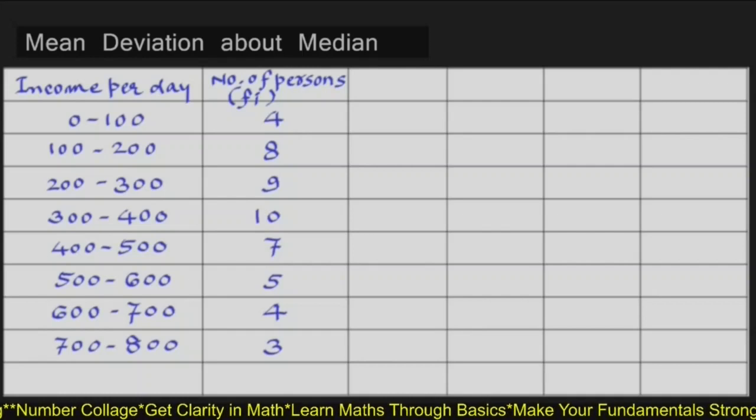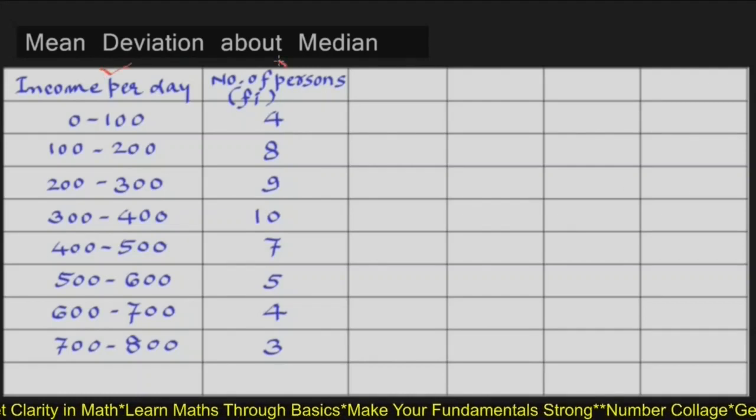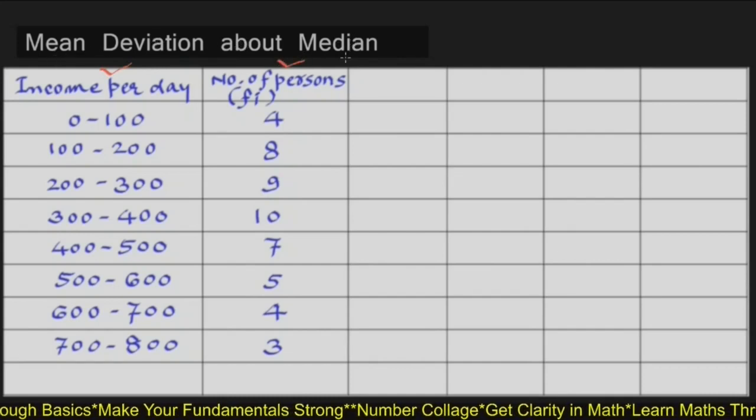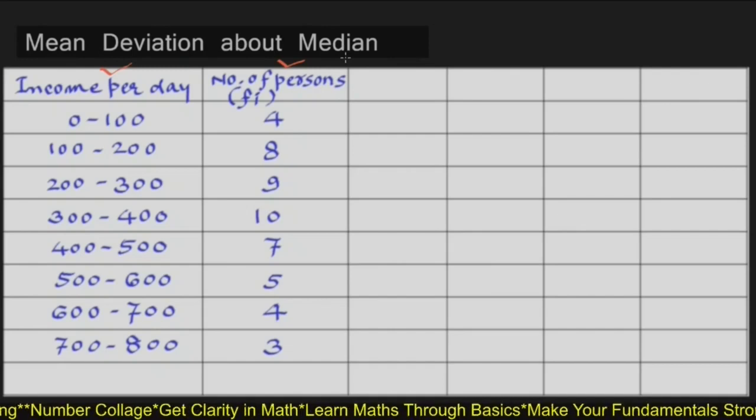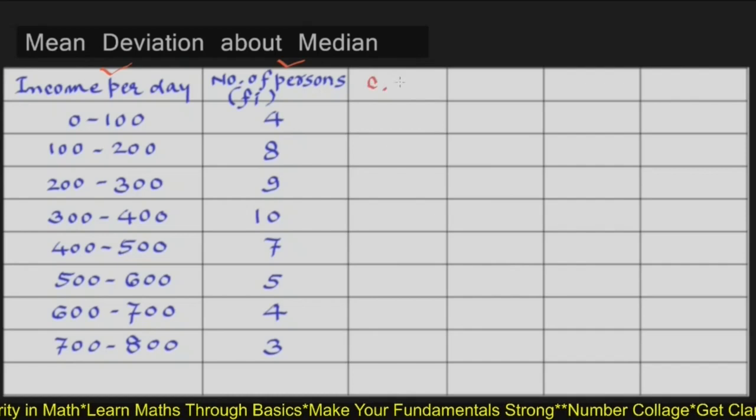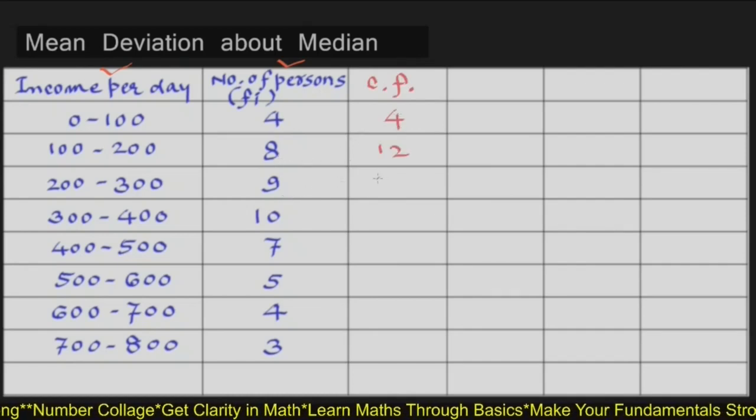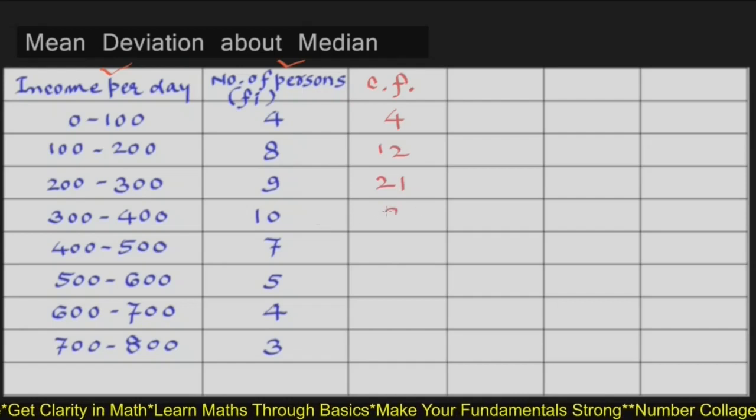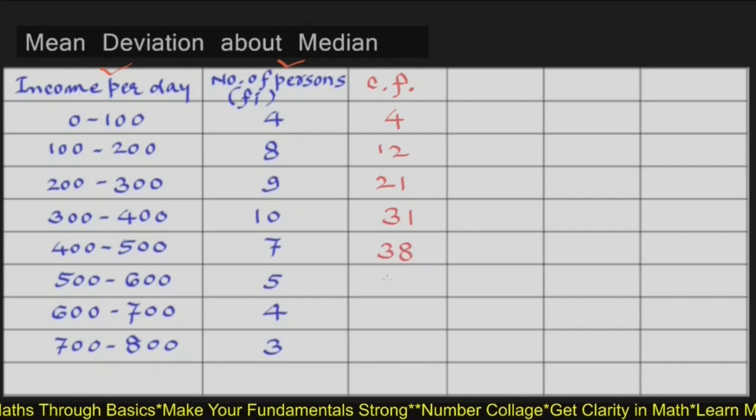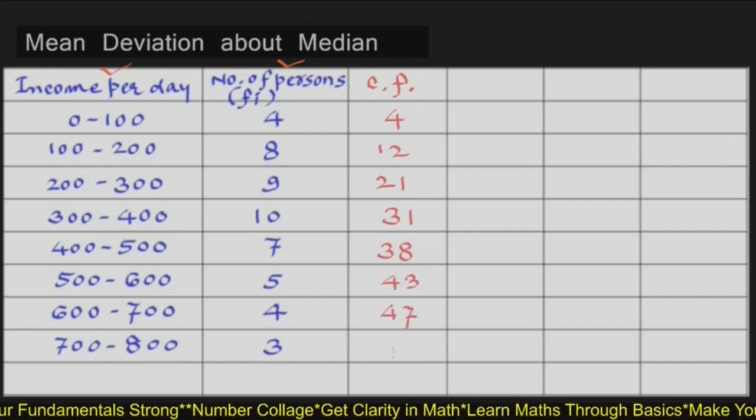We will use the same grouped data, income per day and number of persons fi, to find the mean deviation about median. But before that, we have to find the median. For that, we need cumulative frequency CF. So 4 plus 8 is 12, 12 plus 9 is 21, 21 plus 10 is 31, 31 plus 7 is 38, 38 plus 5 is 43, 43 plus 4 is 47, 47 plus 3 is 50.